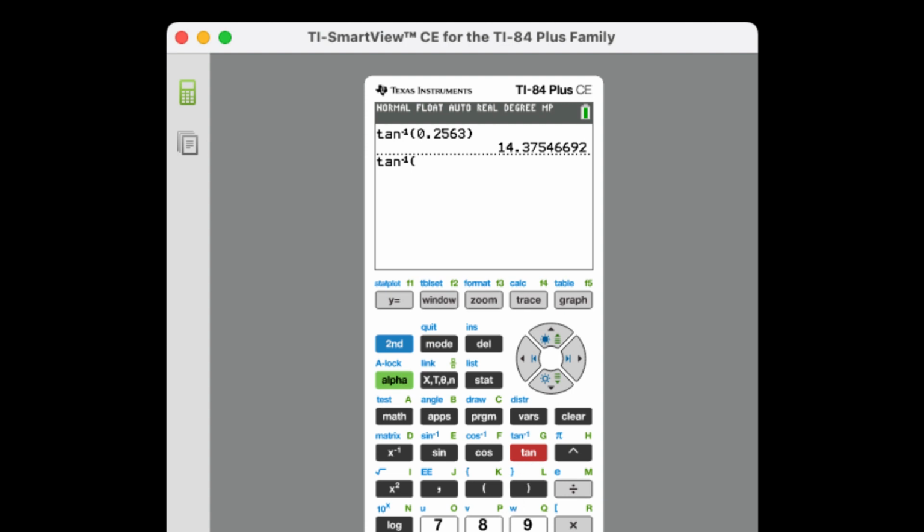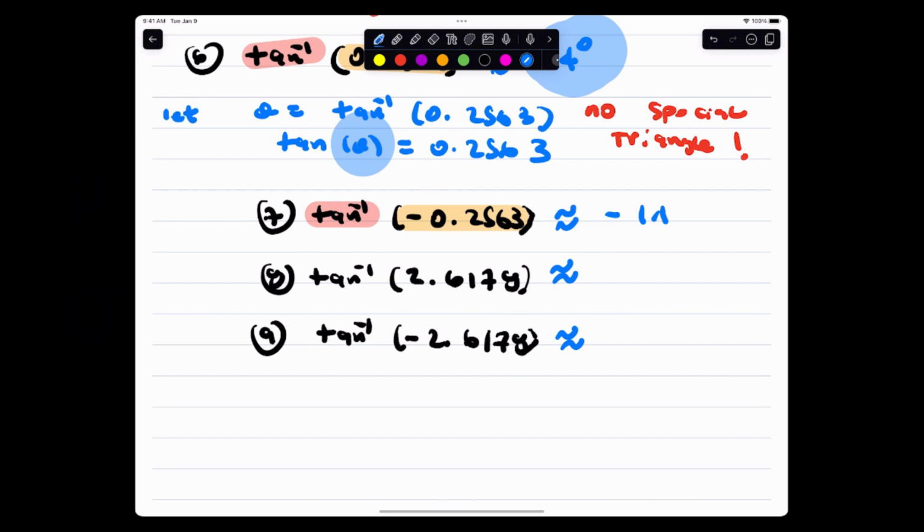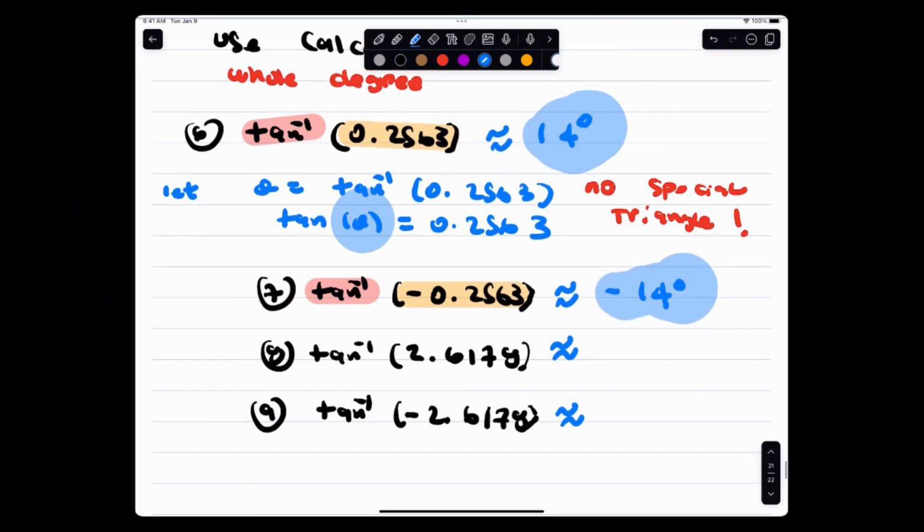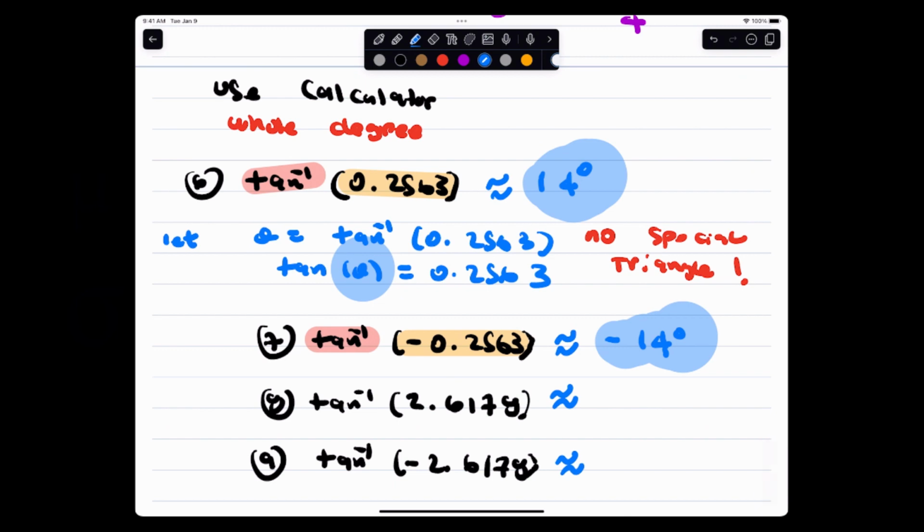So in the TI calculator, we'll still say second inverse tangent. Now it's negative. Don't put subtraction. If you have a subtraction key and you use it, you'll get an error. Make sure it's the negative sign there. There it is. Negative 0.2563. Close that. Hit enter. Now that's a negative angle here. Negative 14 degrees. Okay, you guys okay with that?